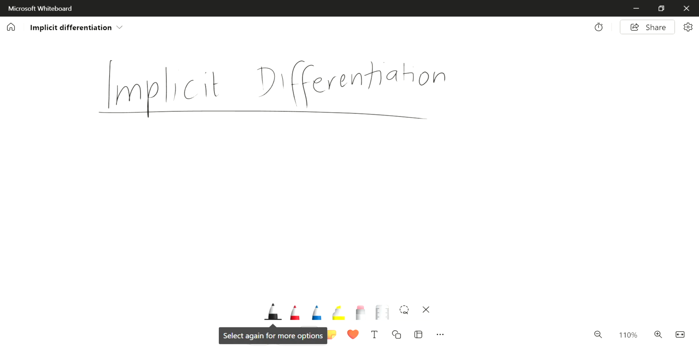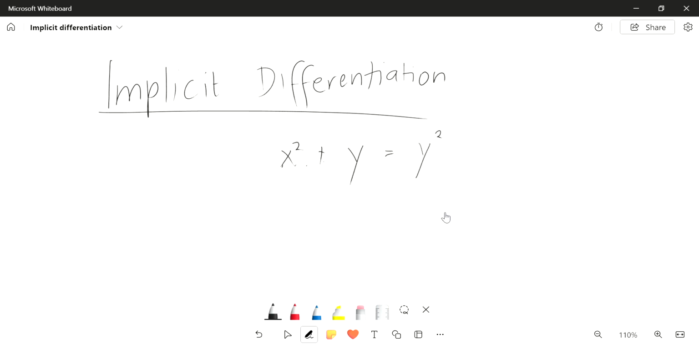So say you have any function in terms of x, like x squared plus sine x plus 2, whatever. If you were to have a graph with y as well, how would you differentiate it? Say you have x squared plus y is equal to y squared. How would you differentiate this?